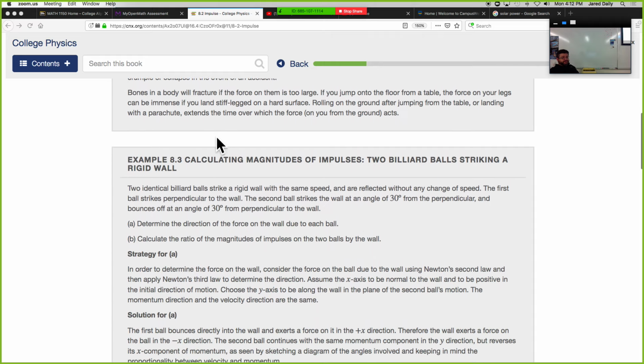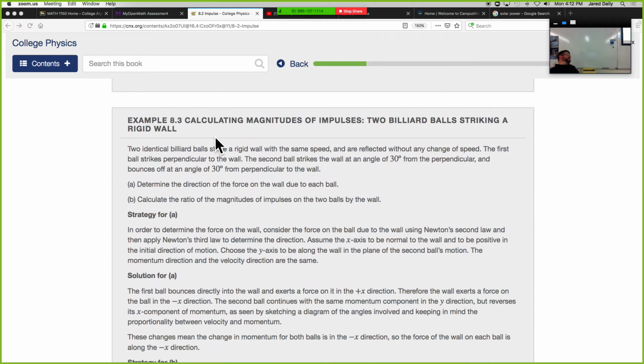First ball. The second ball comes in to the wall at an angle, as if you're trying to bounce it off the wall, careen it off the wall at an angle and maybe hit a hard to reach something or a pocket or whatever. So it's going to come in at an angle of 30 degrees from the perpendicular, and it's going to bounce off at an angle of 30 degrees from the perpendicular.